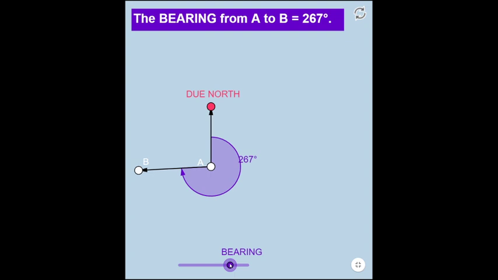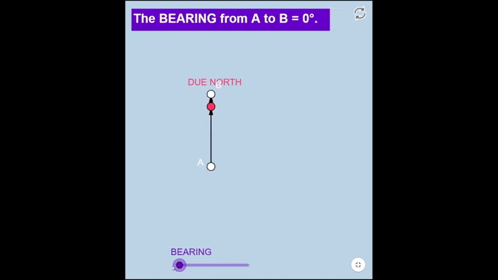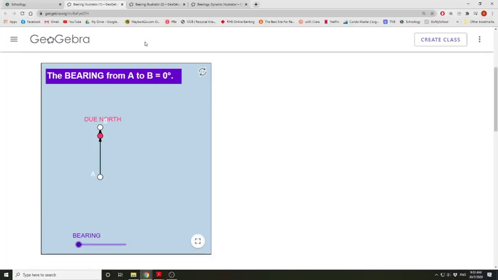Now what is the maximum bearing possible? 360, which is also actually just zero. So in a way you can consider it as 359 also. So this is bearing. I've already put this in the link so you can go and play around.